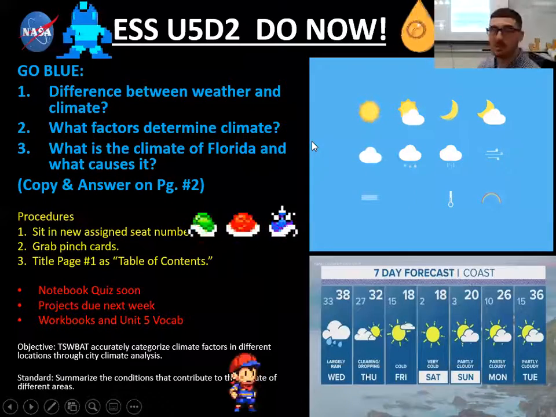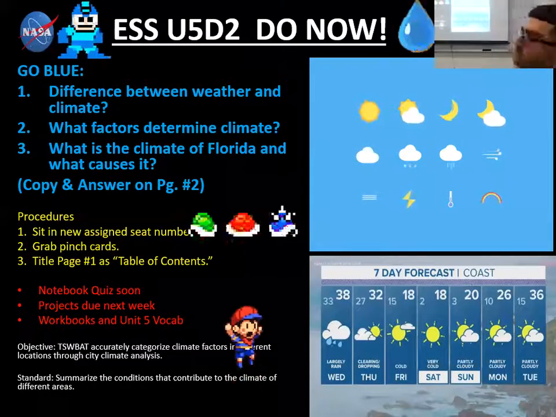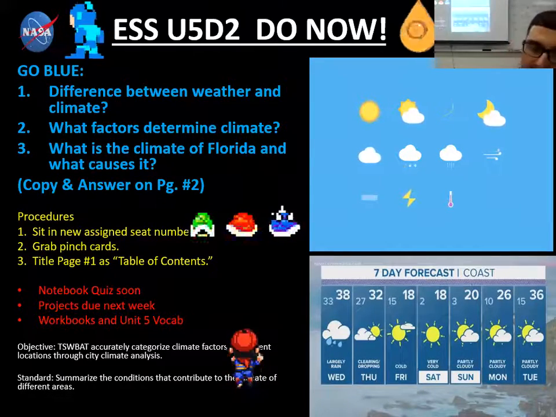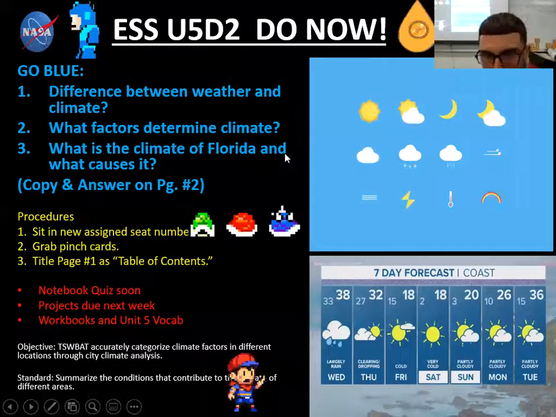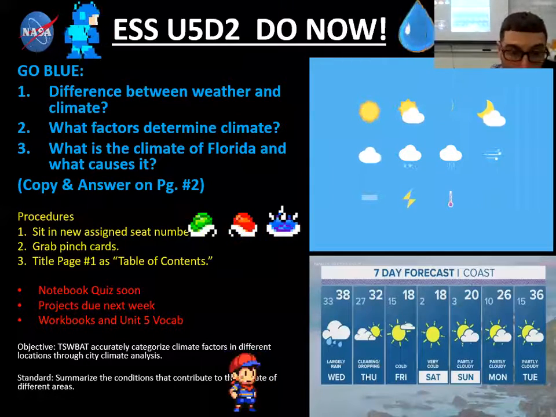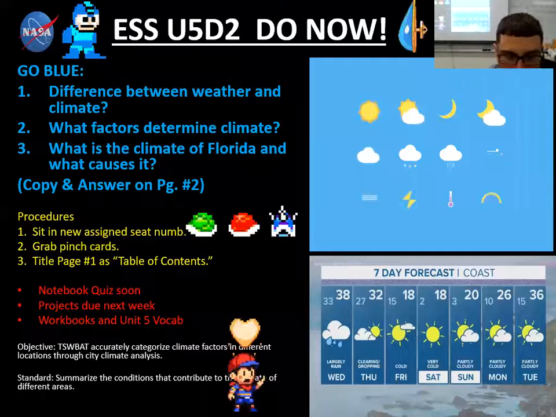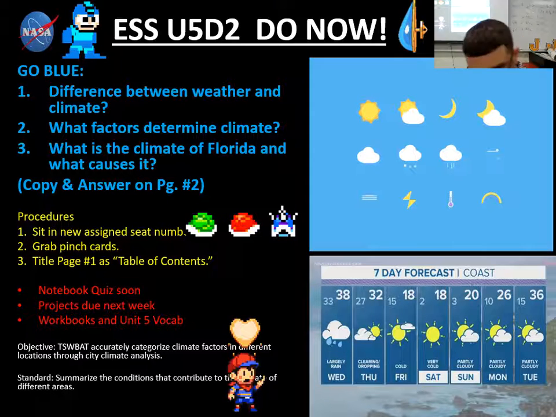The Go Blue has 3 questions, guys. On the next page, page 2, number 1 states, what is the difference between weather and climate? Number 2 is what factors impact climate? What factors do we look at to know what's happening with climate, right? And then number 3, I believe, is what is the specific climate type of Florida and what causes it? So go ahead, take a moment to get those down on page 2.